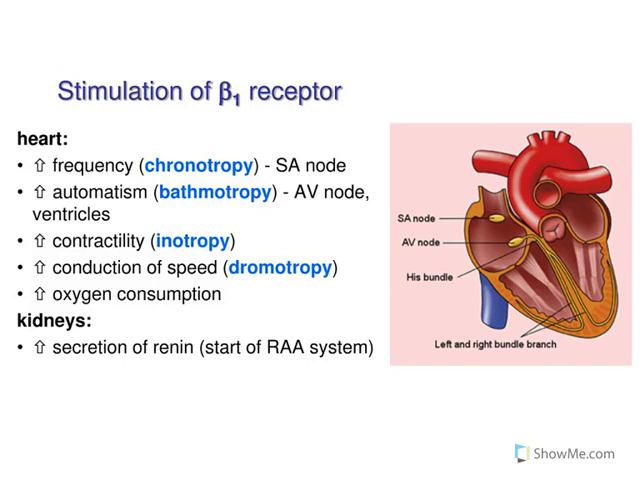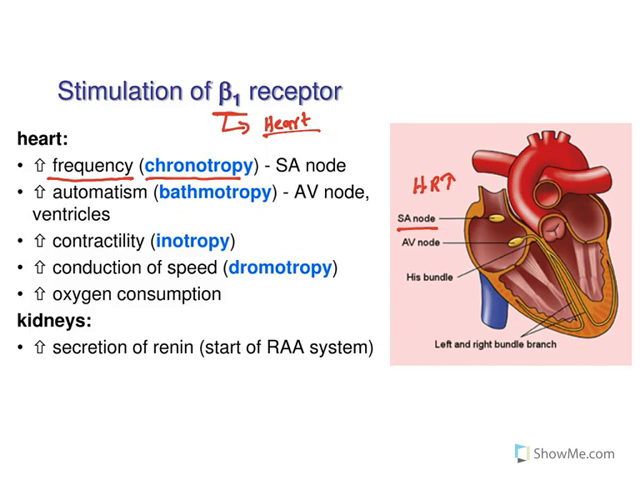Now before going to beta blockers, we need to understand what happens with beta 1 receptor stimulation. Beta 1 adrenergic receptors are present on the heart as well as renal tissue. The effects are, they increase the frequency of heart contraction, that is nothing but increasing heart rate. This is known as the chronotropic effect. The SA node contains beta receptors. By activating them, it increases heart rate.